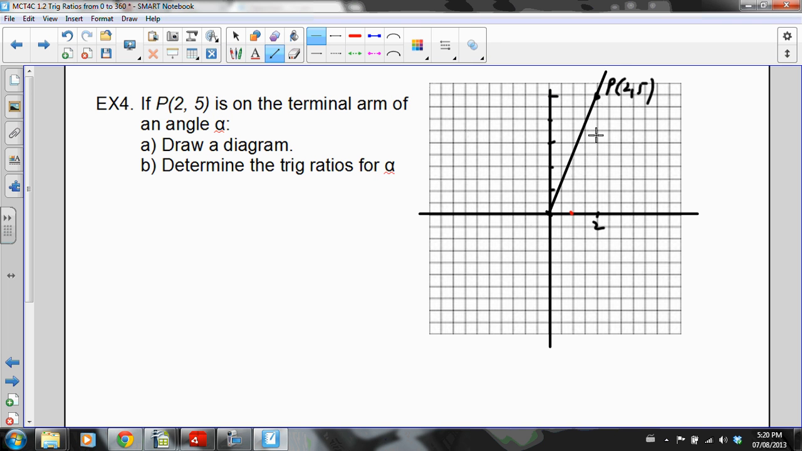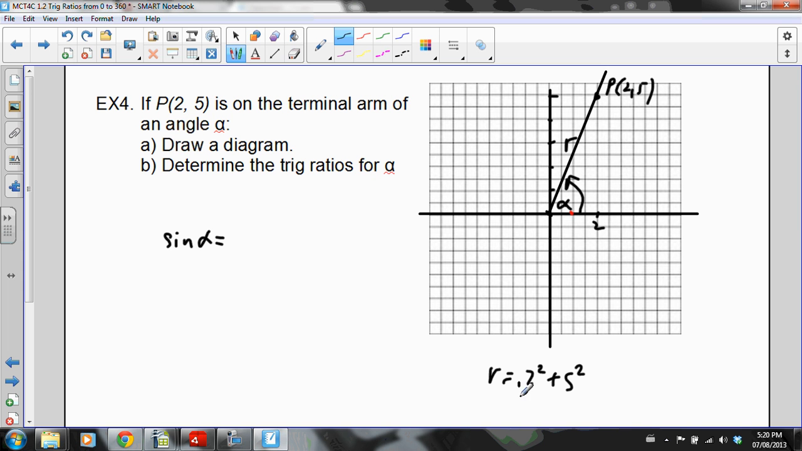We know all the ratios are going to be positive. It's in the first quadrant. So this is alpha right here. There's alpha right there. Draw a diagram, determine the trig ratios for alpha. All right, so, let's start with sine, eh? Oh, we don't know the hypotenuse, do we? r equals the square root of 2 squared plus 5 squared. Square root of 4 plus 25, square root of 29. That's the hypotenuse.